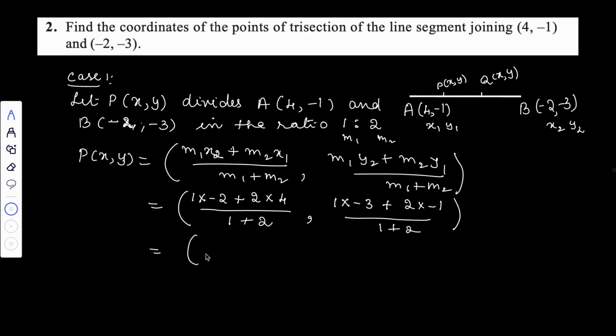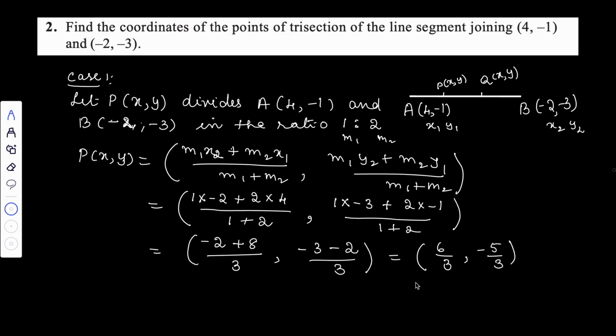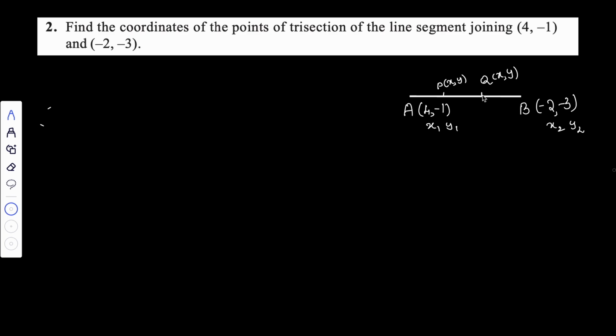Now we'll simplify this. (-2 plus 8) divided by 3, and here (-3 minus 2) divided by 3. Simplifying this, we get 6 by 3 and -5 by 3, and that is equal to (2, -5/3). Now we are coming to the second case, case 2. Here Q(x, y) divides AB in the ratio 2:1. Till A to Q we have two parts, then we have one part. So we write here: Q(x, y) divides A(4, -1) and B(-2, -3) in the ratio 2:1.